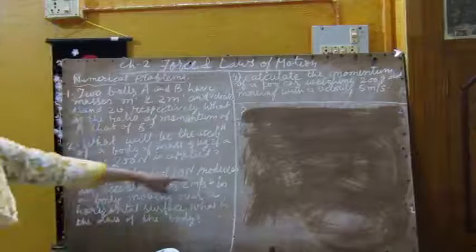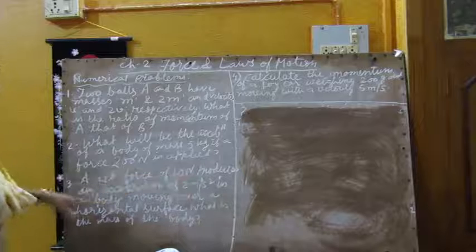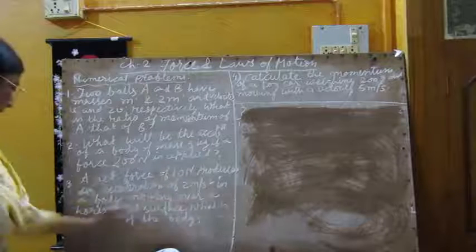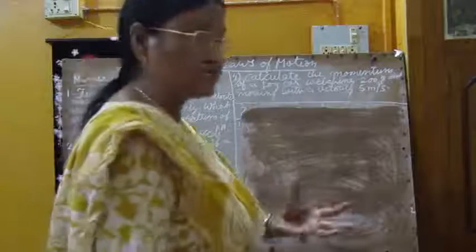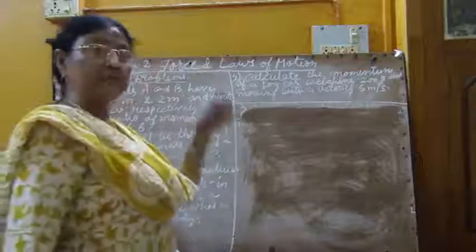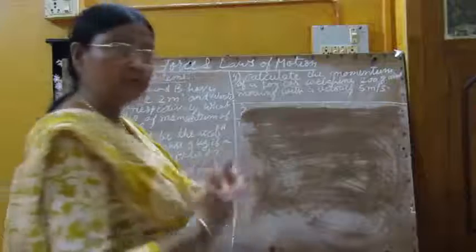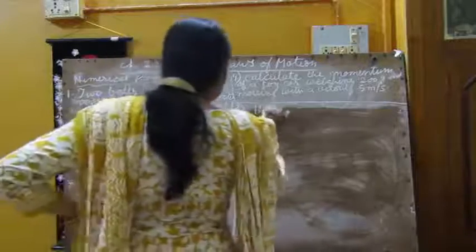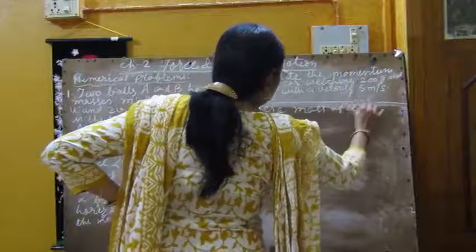A net force of 10 newton produces an acceleration of 2 meter per second square in a body moving over a horizontal surface. What is the mass of the body? Now here what I have to take out? The mass. In the previous examples we took out the acceleration. Now we have to take out the mass of the body. Now number 3. Here, mass of the body.